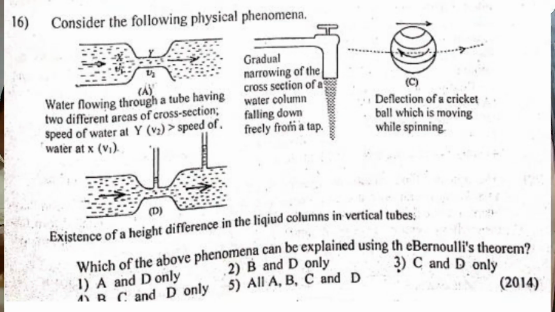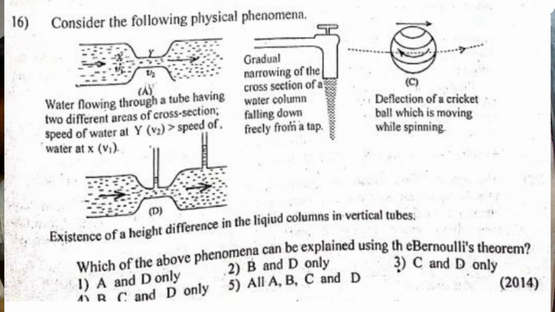Question number 16. Consider the following physical phenomena. A: water flowing through a tube having 2 different areas of cross-section, speed of water at Y, V2, greater than V1. B: gradual narrowing of the cross-section of the water column falling down freely from the tap.